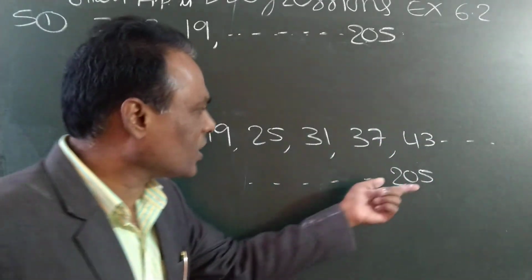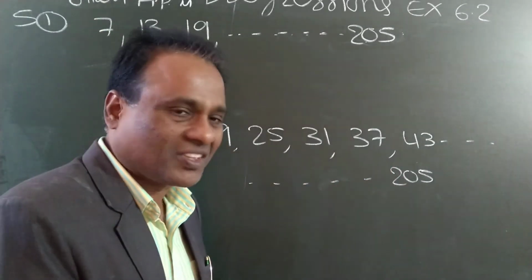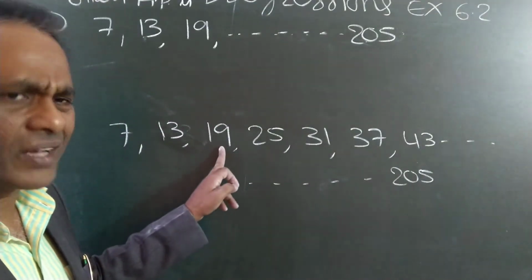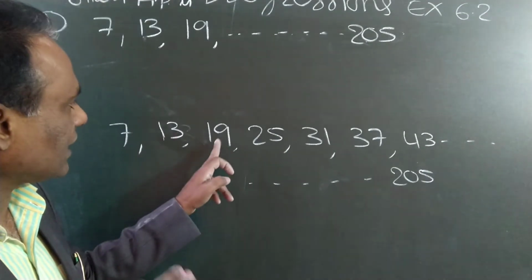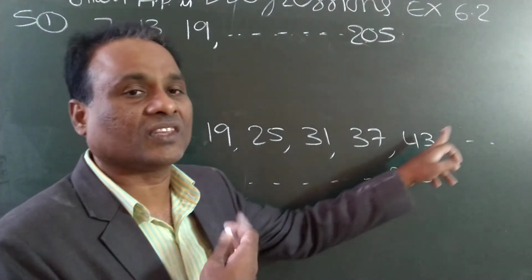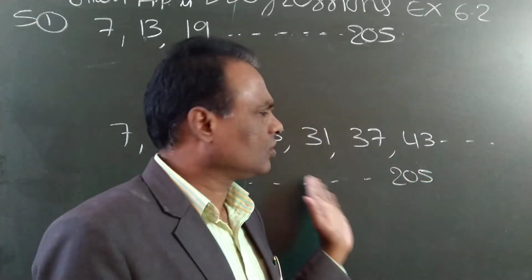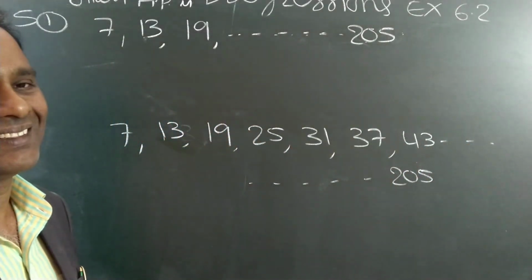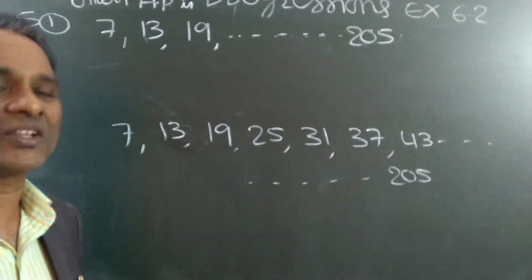How many terms? That is nothing but, 205 is which term? Is it the 20th term or 30th term or 21st term? Which term? First term is 7. Next is 13. Next is 19. You can write the series because the difference is 6. 7 plus 6, 13, 13 plus 6, 19, 19 plus 6, 25, 25 plus 6, 31, 31 plus 6, 37, plus 6, 43, plus 6, 49, plus 6, 55, plus 6, 61, plus 6, 67, like that you will continue. So 205 is which term? How many numbers are there up to 205?